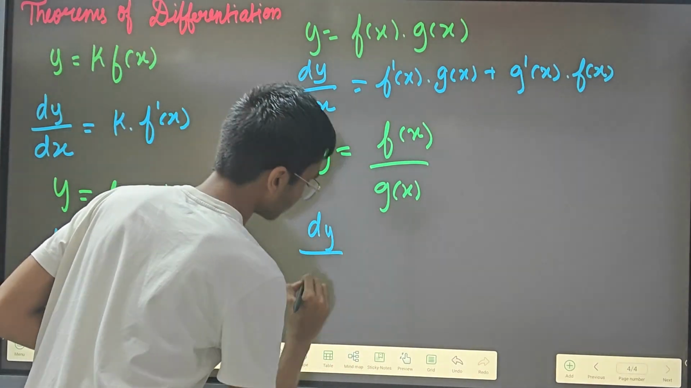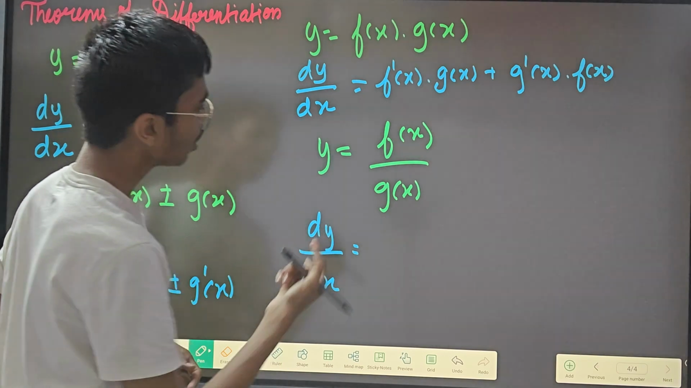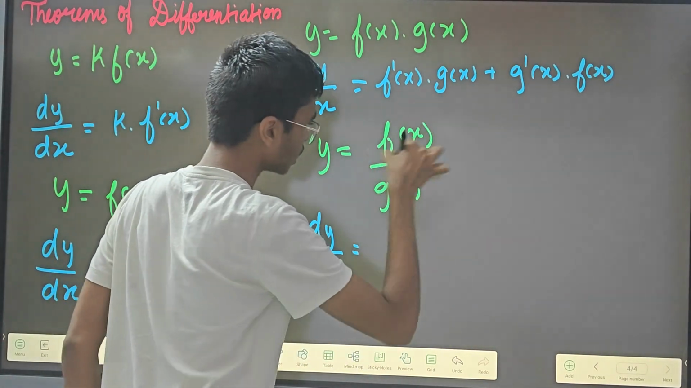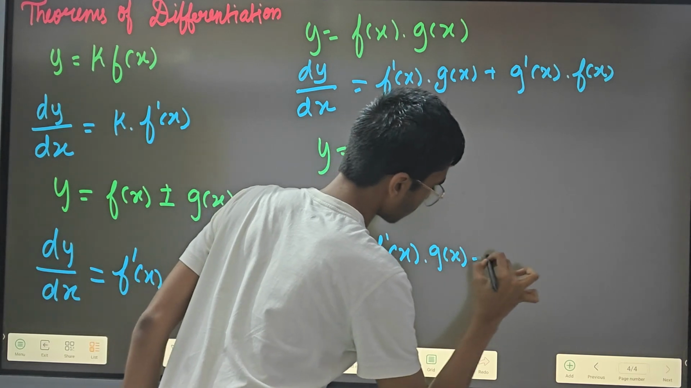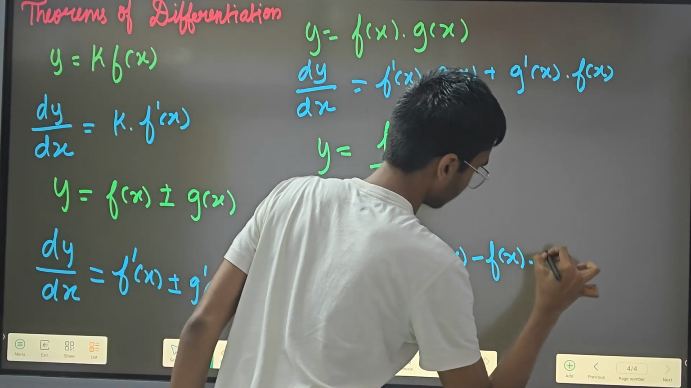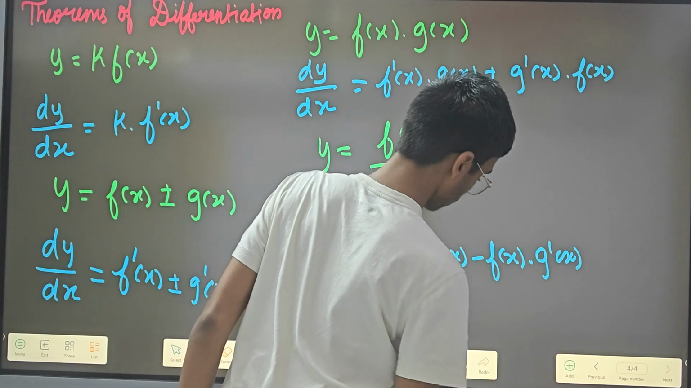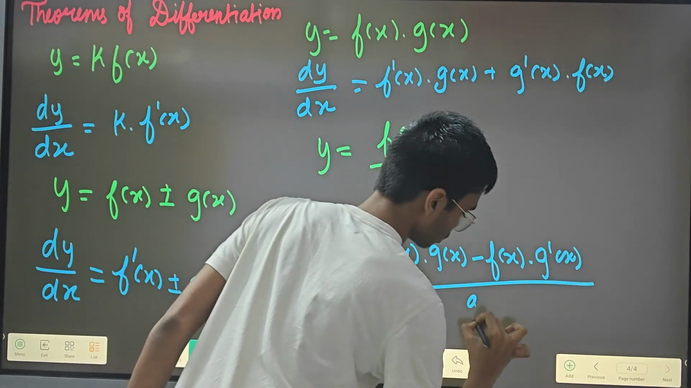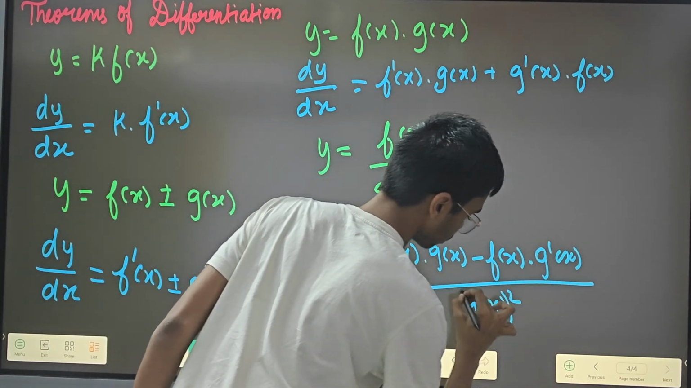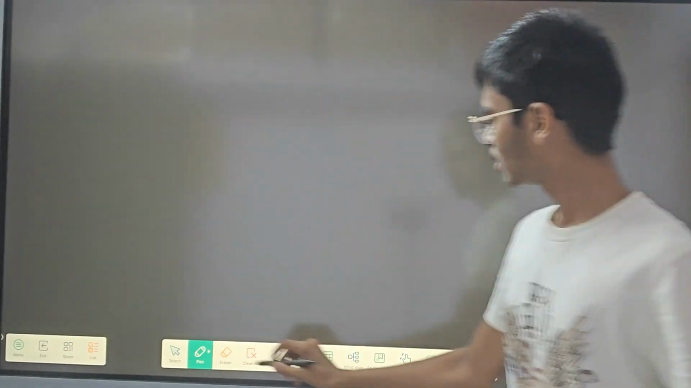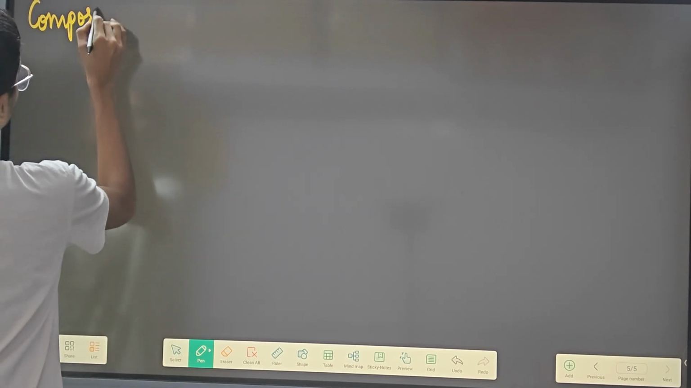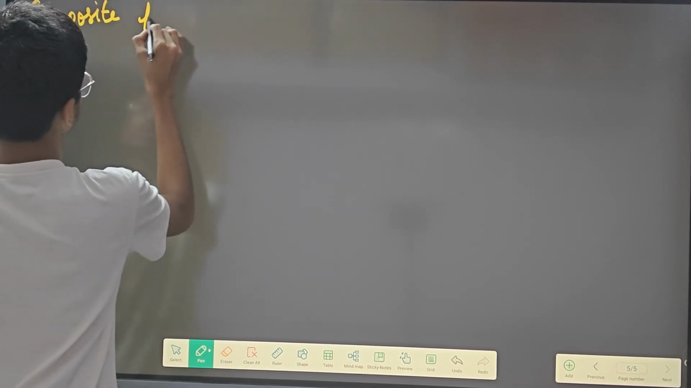Here dy by dx is equal to, first you have to differentiate the numerator. So f dash x into g of x minus f of x into g dash x, the whole divided by g of x the whole square. So this is what the formula is. Then the composite functions. Set derivatives.